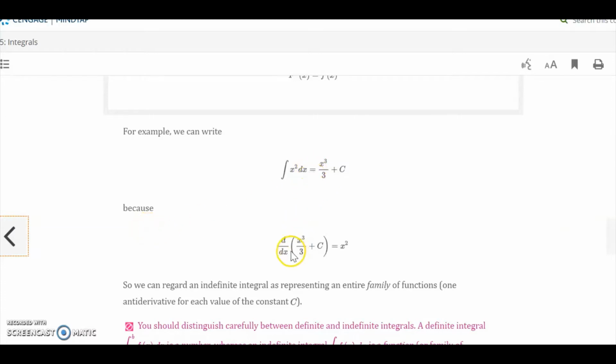And then you can always double check yourself. Remember, d over dx is a different notation for taking the derivative. So you're taking the derivative of the antiderivative and you should get back to the original function, and you do.